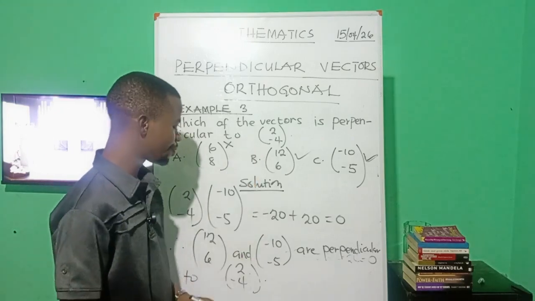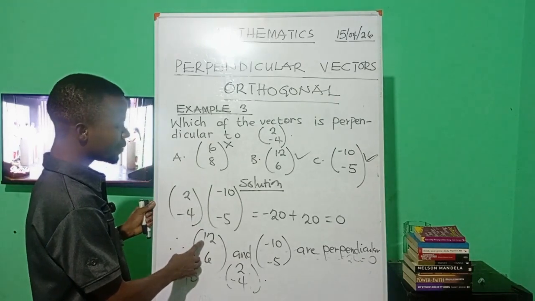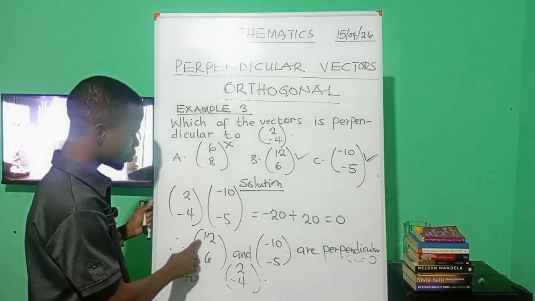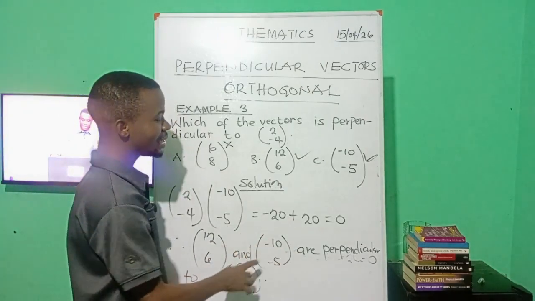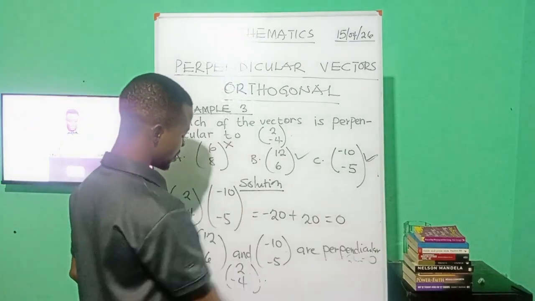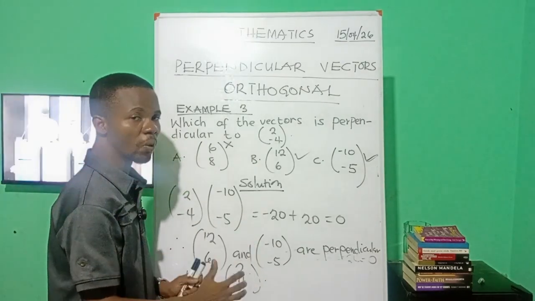This means that our vector C is also perpendicular to our reference vector. So in conclusion, vector 12, 6 and vector negative 10, negative 5 are perpendicular to vector 2, negative 4.